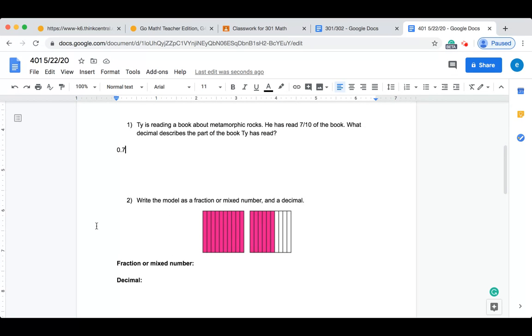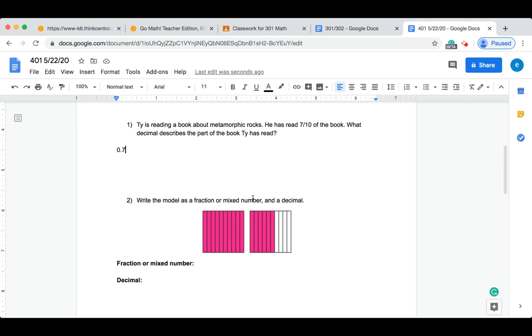Now let's look at example 2. Write the model as a fraction or mixed number and a decimal. So our model here, if you count, you'll see there's 1, 2, 3, 4, 5, 6, 7, 8, 9, 10 bars in each one. So we have 2 possible wholes here because we're talking about tenths. 10 tenths would equal 1 whole. So this is going to be a mixed number because I know I have 1 full, so I'm going to have a whole number.